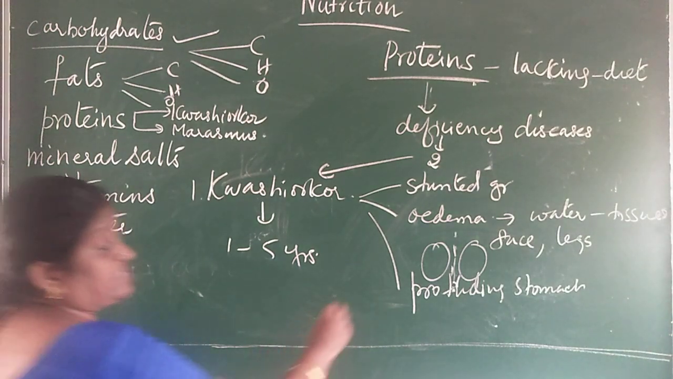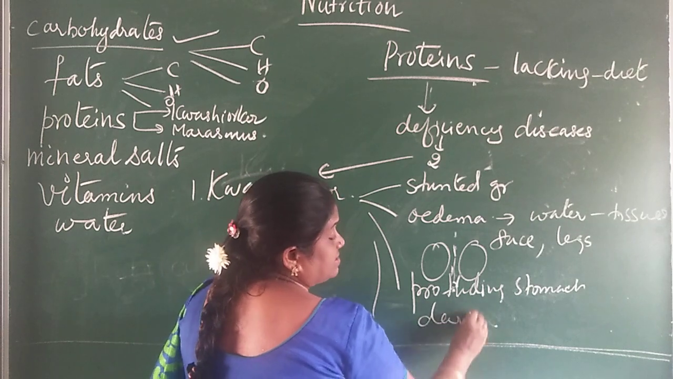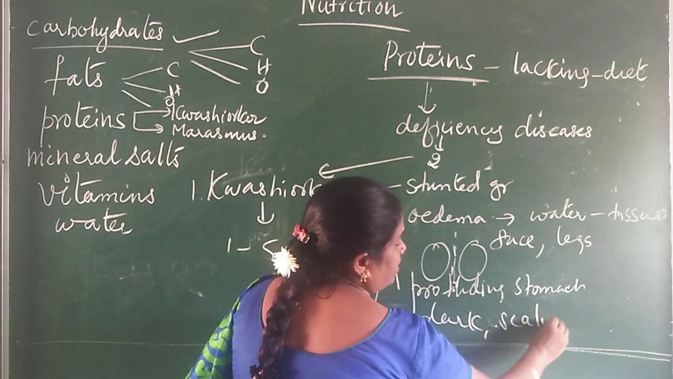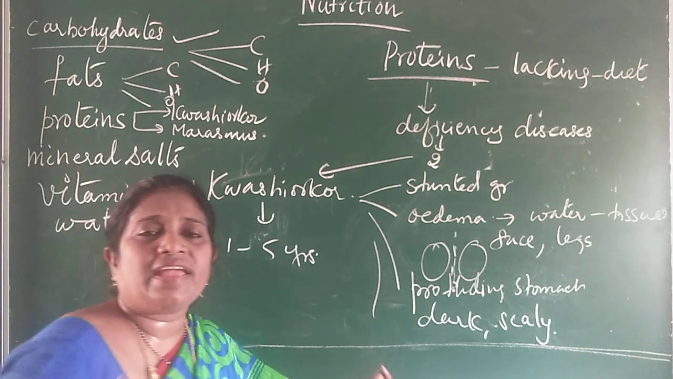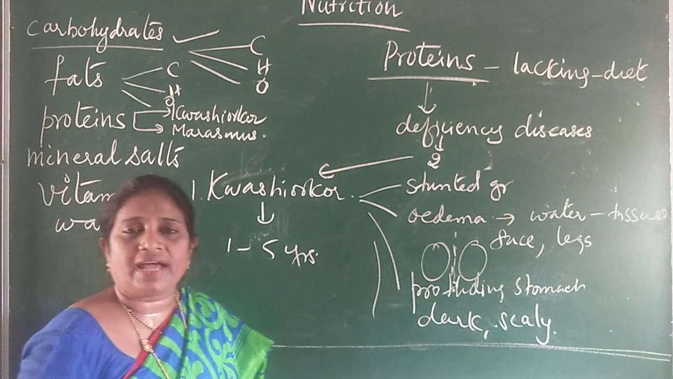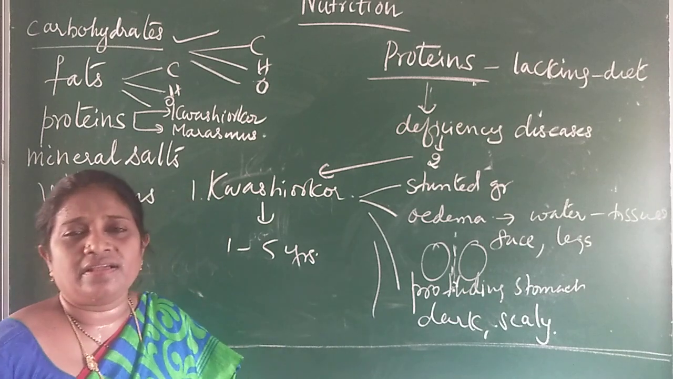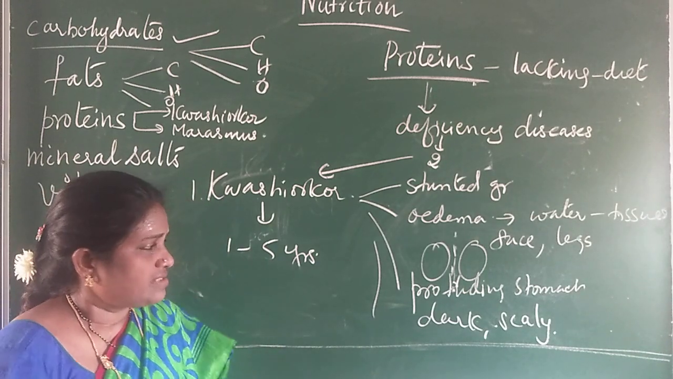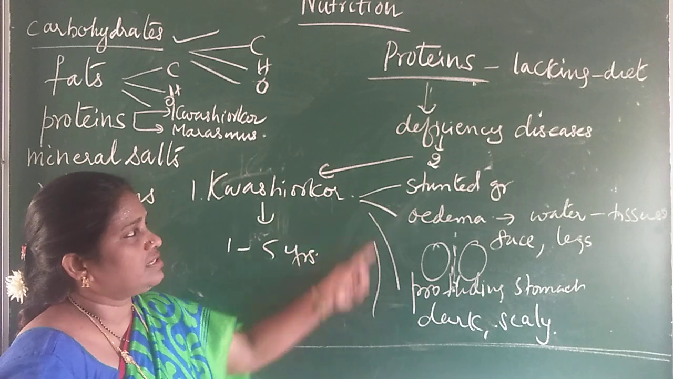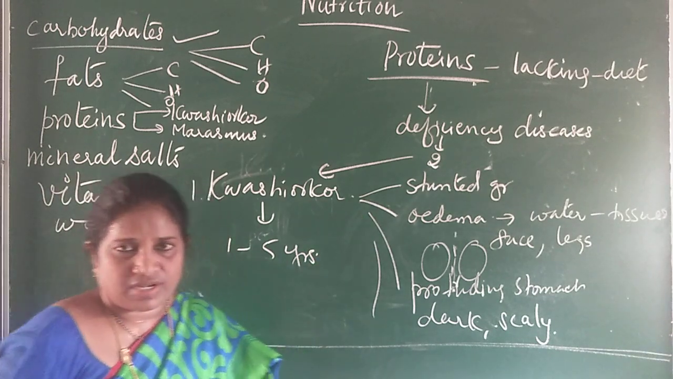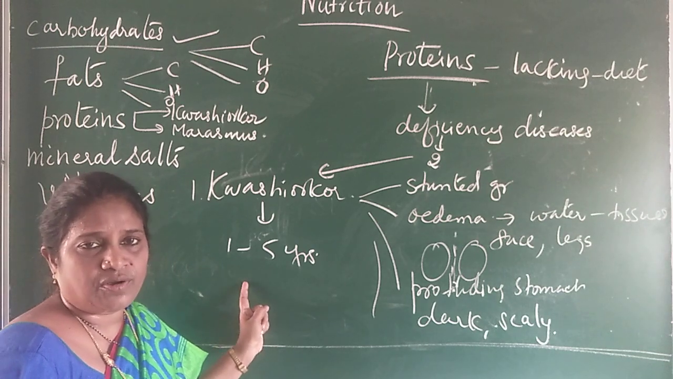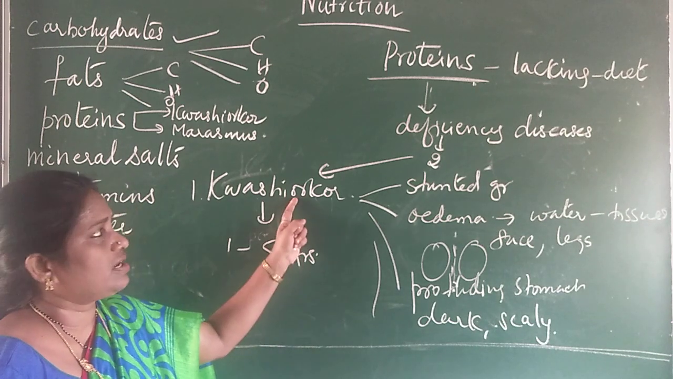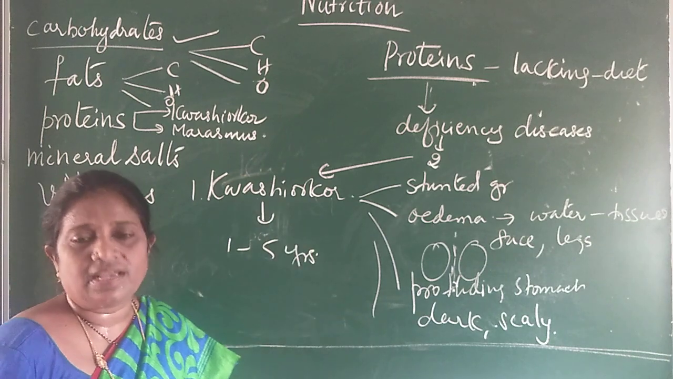Apart from this, the skin becomes dark and scaly, and he will not feel like eating. Loss of appetite. He doesn't feel hungry. That's called loss of appetite. Scaly skin. So all these are the symptoms of kwashiorkor. It is seen in young children of the age 1 to 5 years. And kwashiorkor is a protein deficiency disease.